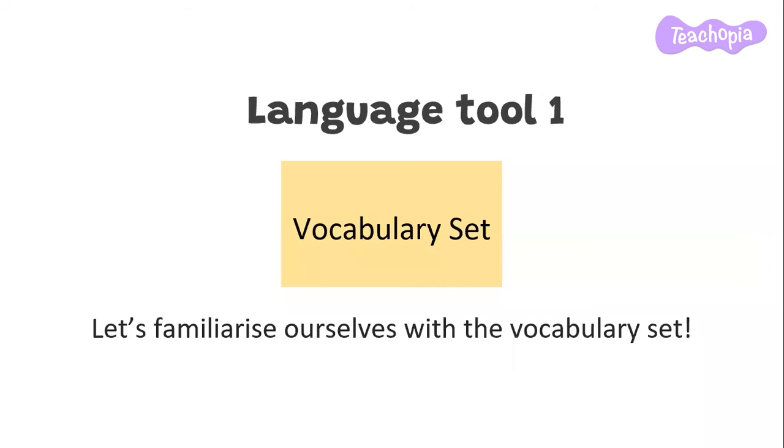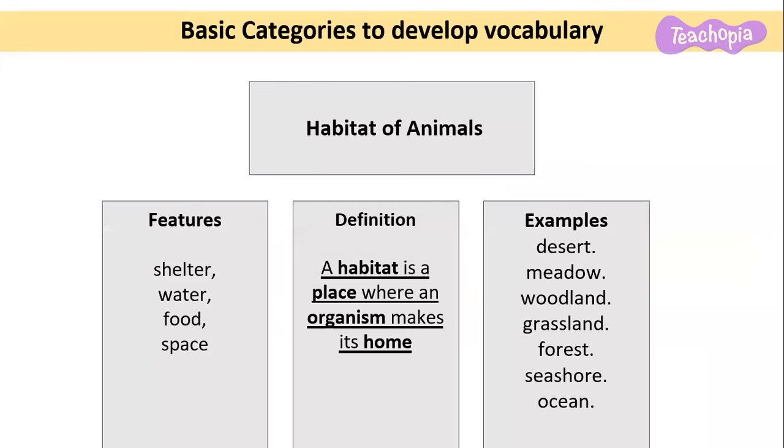The first tool is the vocabulary set. Here, as we have seen, we need to come up with 3 simple categories of vocabulary for the topic. So the topic is habitat of animals. The categories are features, definition, and example. A simple definition of habitat of animals is: a habitat is a place where an organism makes its home. Here in the definition, we have highlighted some keywords: habitat, place, organism, and home.